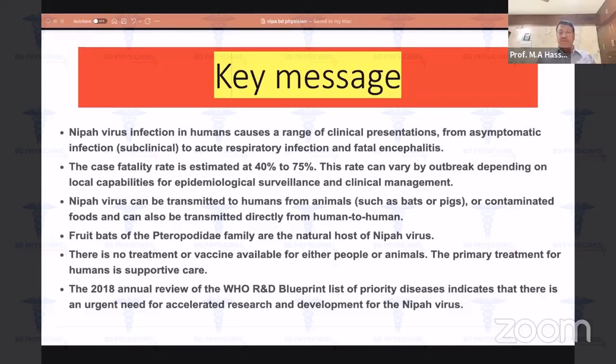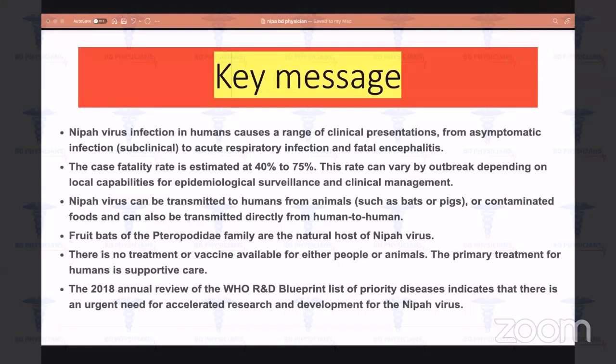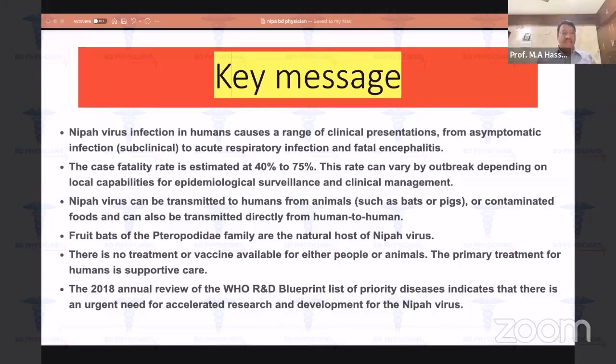Nipah is transmitted to humans from animals, bats or pigs, or contaminated food, or can also be transmitted directly from human to human, as we have seen in Bangladesh. Fruit bats of the Pteropodidae family are the natural host of Nipah virus, though they are not affected. Till today, there is no treatment or vaccine available for either people or animals. So the primary treatment for humans is supportive care, early diagnosis, and prompt management. The 2018 annual review of the World Health Organization Research and Development Blueprint list of priority diseases indicates that there is an urgent need for accelerated research and development for Nipah virus.